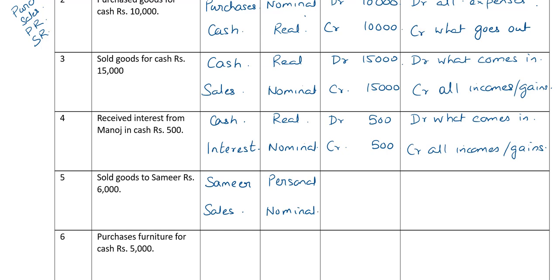The rule for personal account is debit the receiver, credit the giver. Samir is the receiver of goods, so debit the receiver. Nominal account rule, debit all expenses and losses, credit all incomes and gains. Sales is an income or gain, so credit all incomes. So we need to debit Samir's account with 6,000 rupees and credit sales account with 6,000 rupees.